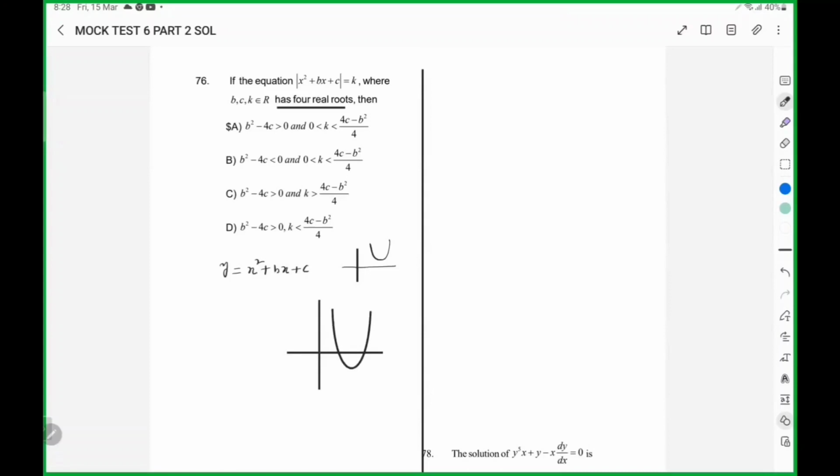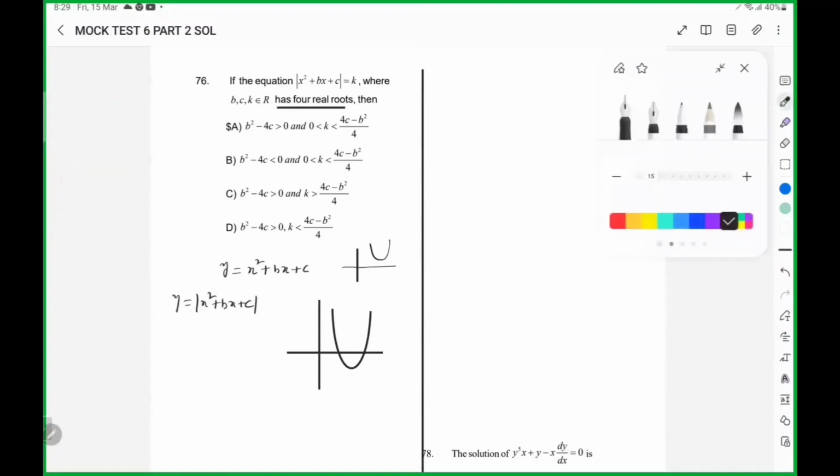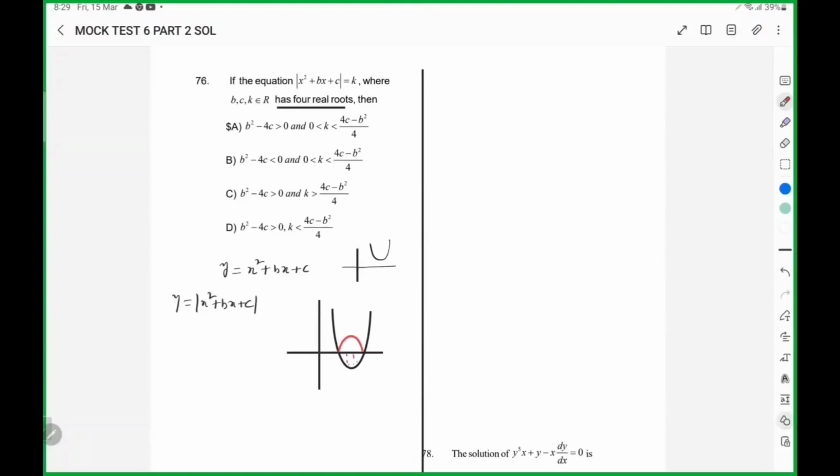And another one, the next stage here is mod of x square plus bx plus c. Once you take the modulus, this negative part becomes positive, and like this it will be. And y equal to k represents a straight line parallel to the x-axis.